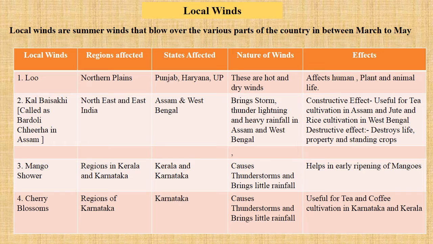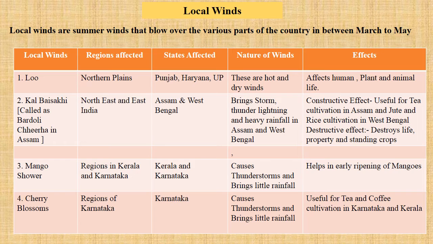It is called as Loo. It blows in northern plains of our country, that is Punjab, Haryana and UP. These winds are very hot and dry winds. These hot and dry winds do affect the health of animals and humans. It also affects the plant life. So these winds are destructive as they affect the life of plant, animal and human.